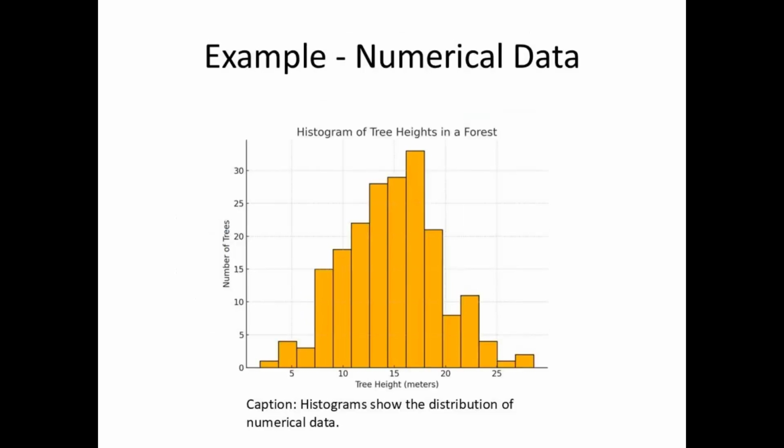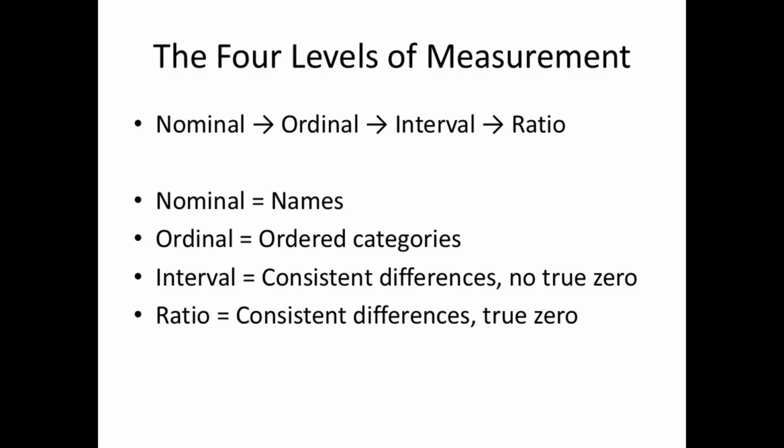Now here's a histogram of numerical data, showing the distribution of tree heights in a forest. In this case, the x-axis shows numerical ranges of height, and the y-axis shows how many trees fall into each range. This tells us not just how many trees there are, but something about the overall pattern and spread of the data. Now let's go a step deeper.